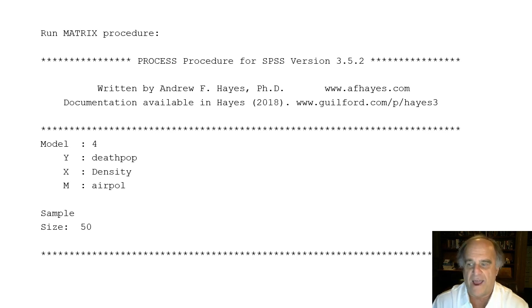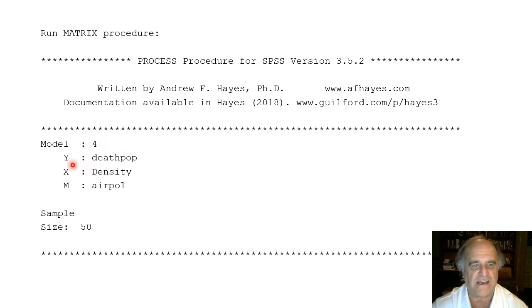Okay, so I ran the PROCESS model just like our friend Field did. I went into the menus and I chose model 4. So you can see I chose model 4. Again, it took me a while to figure out where to put that model 4, but I chose model 4. Again, if you don't pick the right model, you're going to get errors.